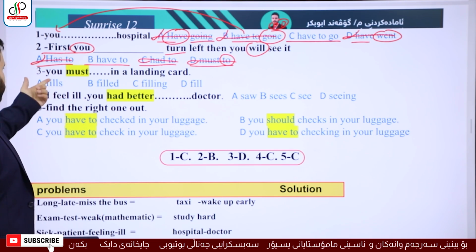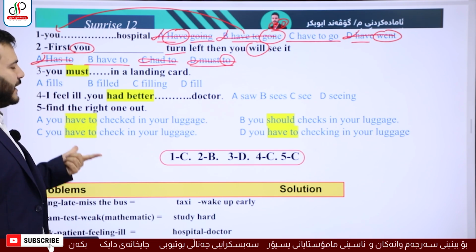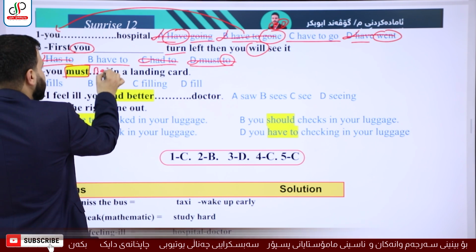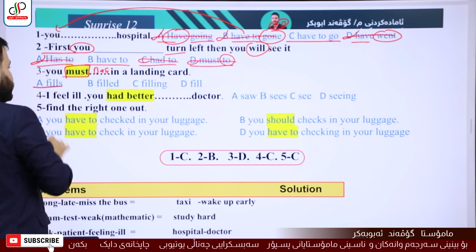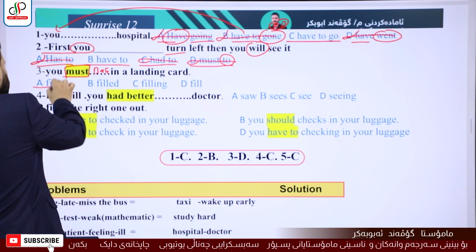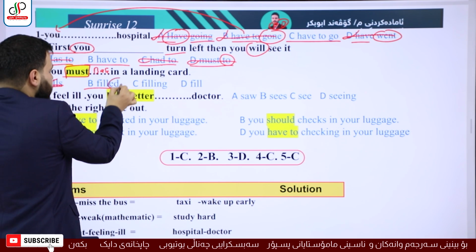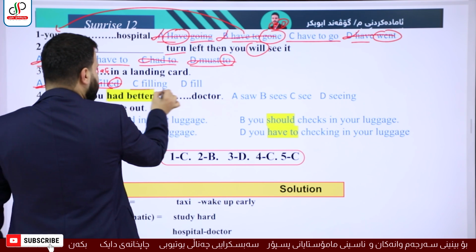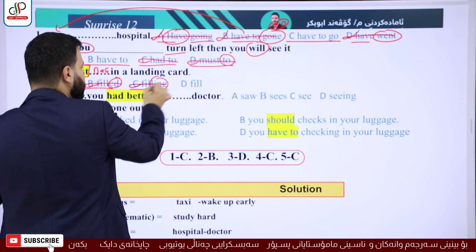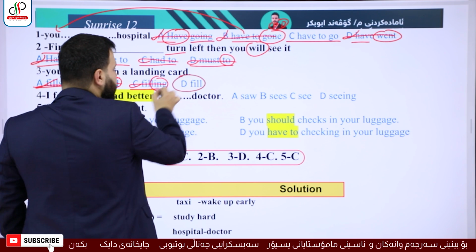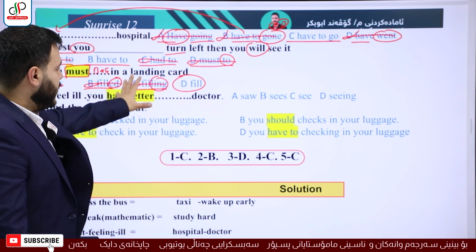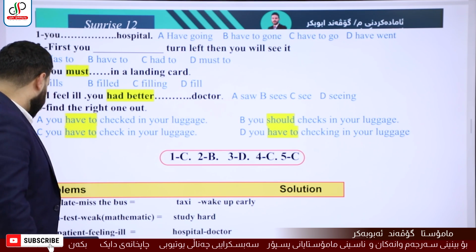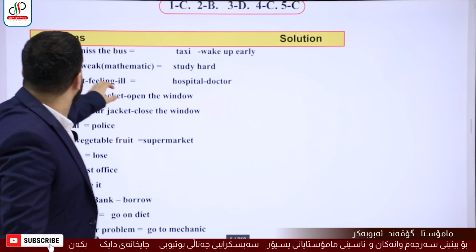Let's see the third one. "You must blank in a landing card." Here it's must. After must, we have to use, for example, the base form. Do you think this one is base? No, of course. How about this one? It's an ed form. That's why B is wrong. How about C? It's "failing." No, it's an ing form. That's why C is wrong. And D is the right answer. Here we have so many questions, but I leave them for you.